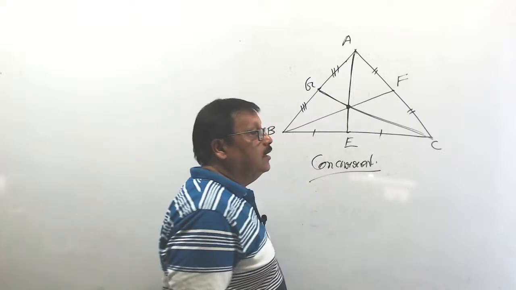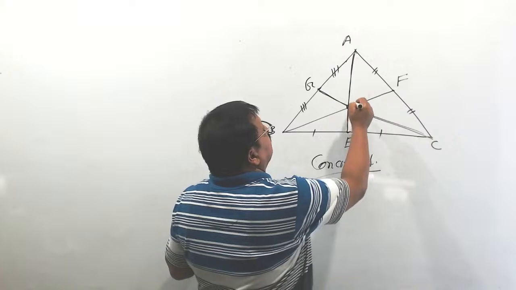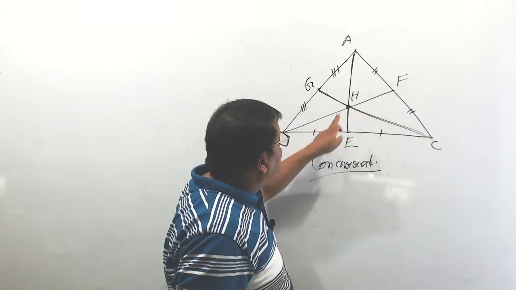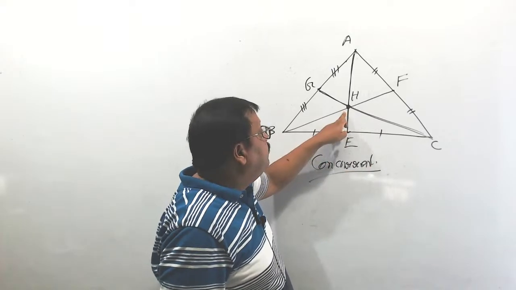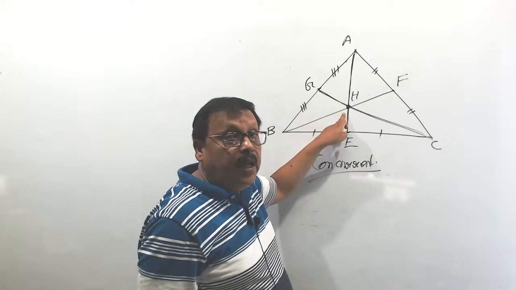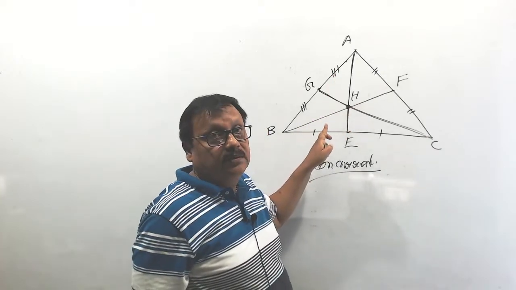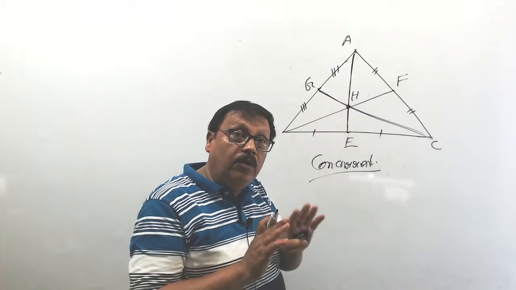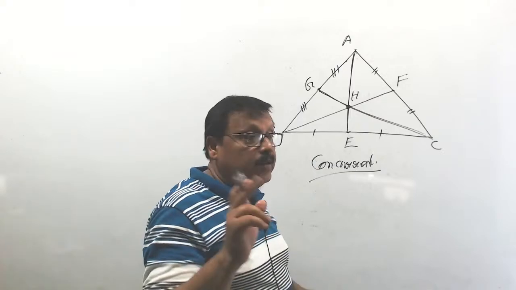Concurrent means one unique point, one fixed point. So it is H. So here H is called the point of concurrency. There is a unique point. Through this point H, 3 medians are passing. And this fact is true for all triangles, any triangles. Okay. Now, one more important thing.